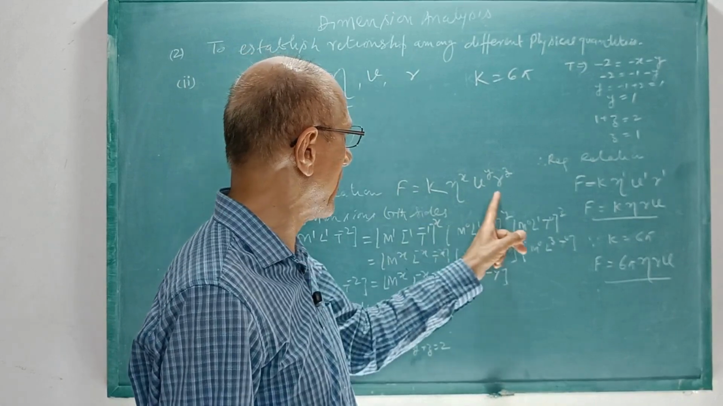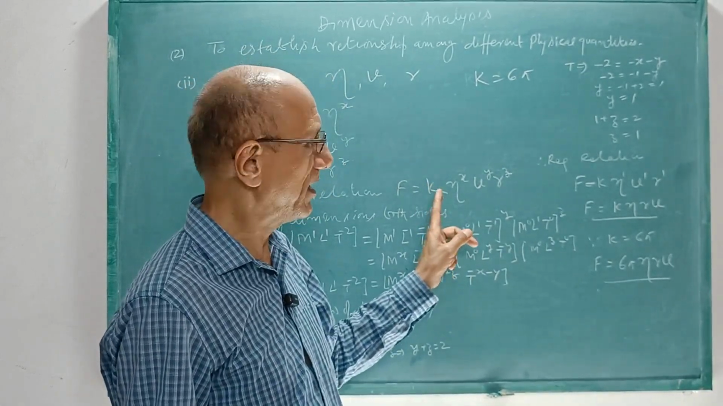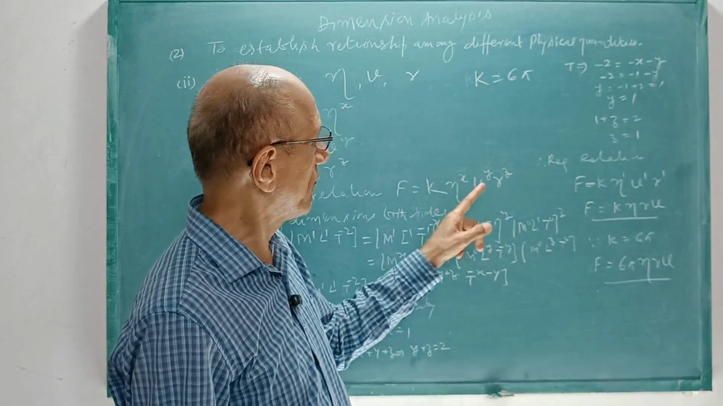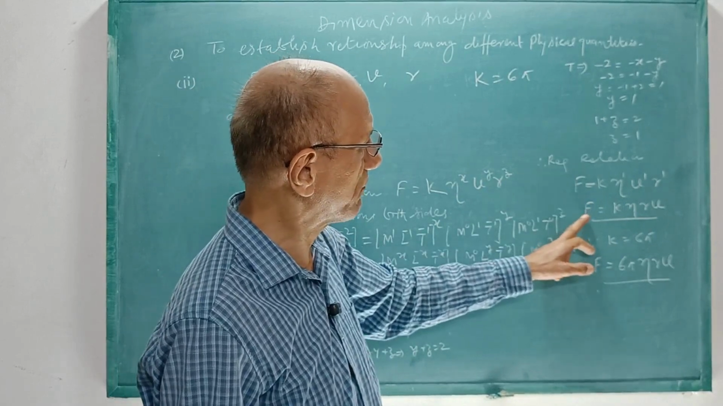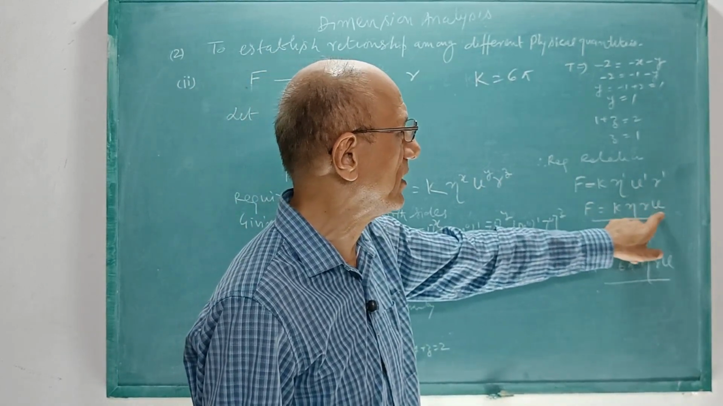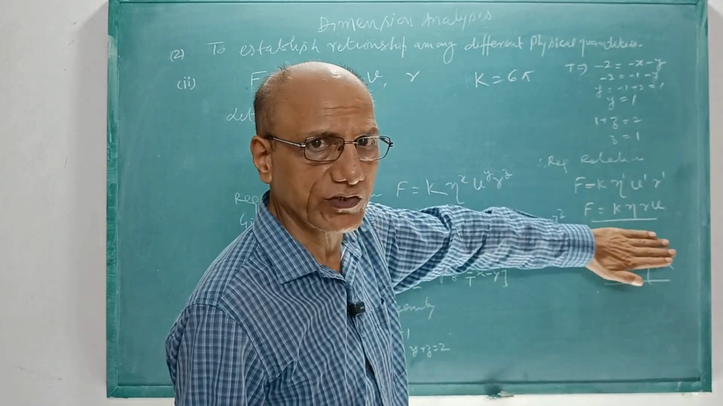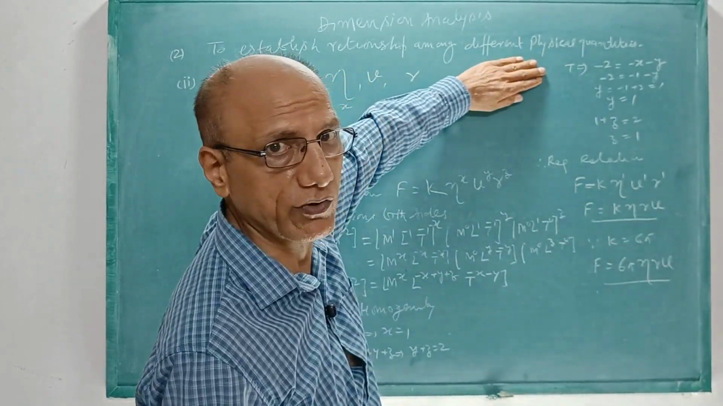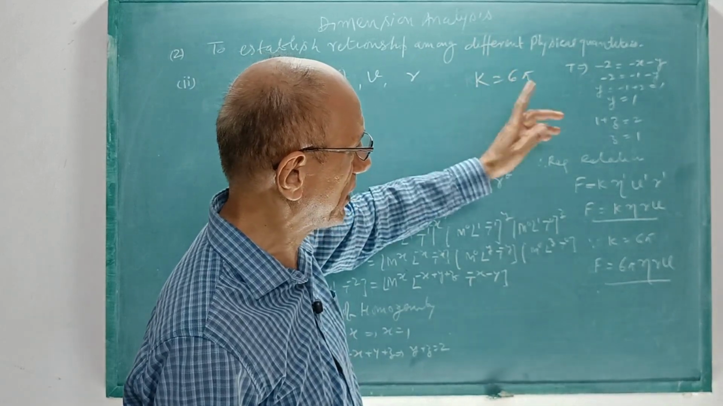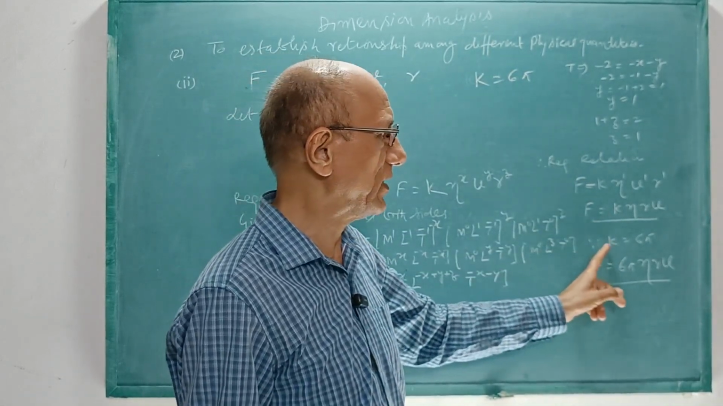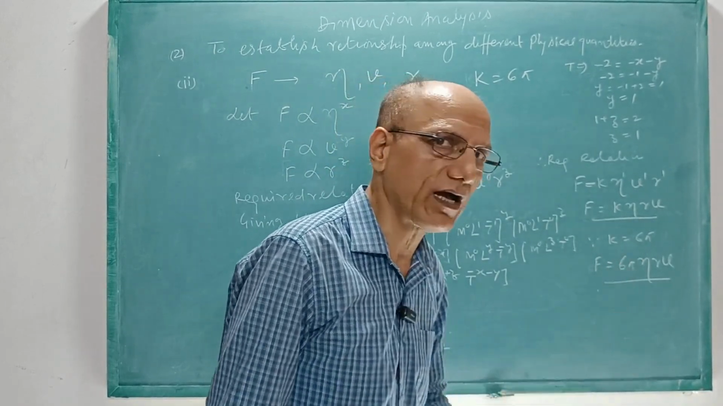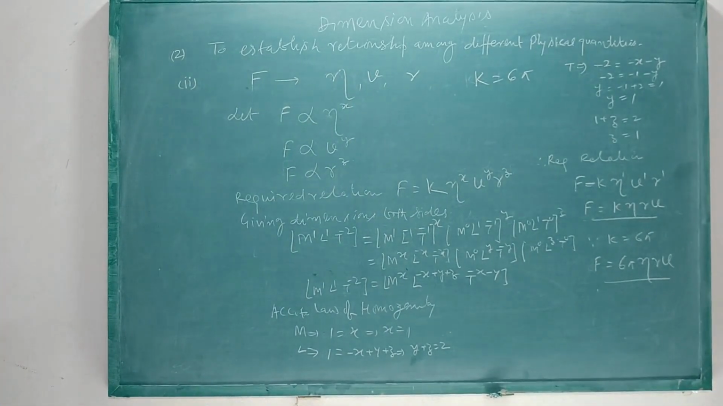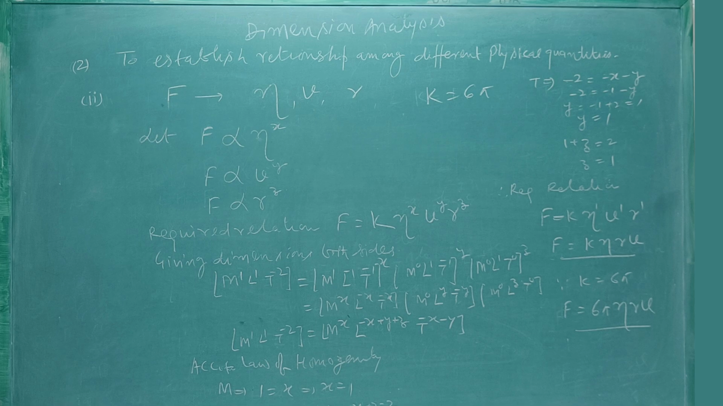Therefore the required relation F will become k eta to power 1, velocity to power 1, and radius to power 1. So we can write F equal to k eta r v. The answer will be finished over here if the value of k is not given to you. But if it is given to you, then one more step you have to write. Since k equals 6 pi, the required relation is 6 pi eta r v. This way you have to do all the questions, step by step.